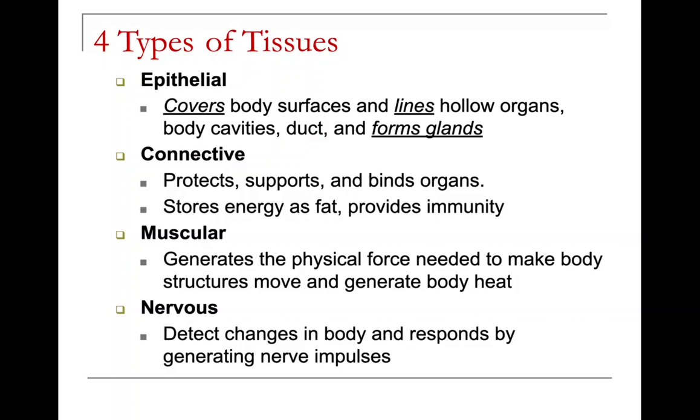And then our nervous tissues are going to be used for communication and coordinating things. They detect changes in the body and respond by generating nerve impulses. So they'll send the message out to the various different body parts, how they're going to respond to whatever is going on in the system.